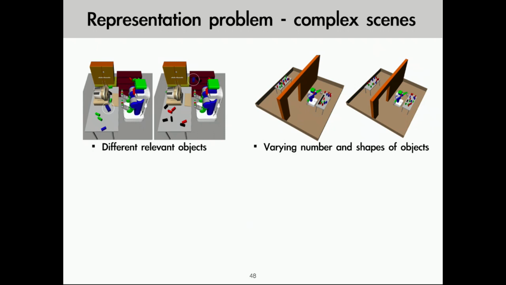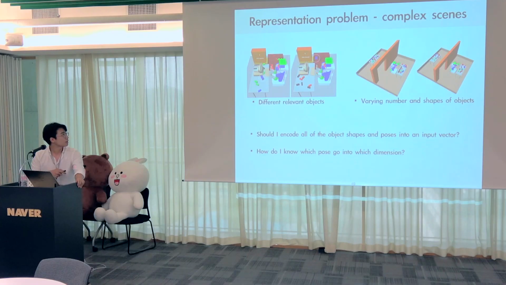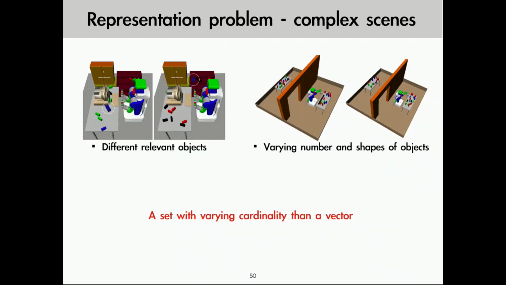So these two factors, different relevant objects and varying number of objects and their shapes, force us to ask these questions. Should I encode all the object shapes and poses into an input vector when only a subset of them are relevant? And how do I know which pose goes into which dimension? For example, if I decided to encode the pose of this computer, does that go into the first dimension or second dimension, or does that not really matter? It turns out the right representation for these kinds of problems is a set with varying cardinality rather than a vector. And current machine learning algorithms can't really deal with this kind of representation.